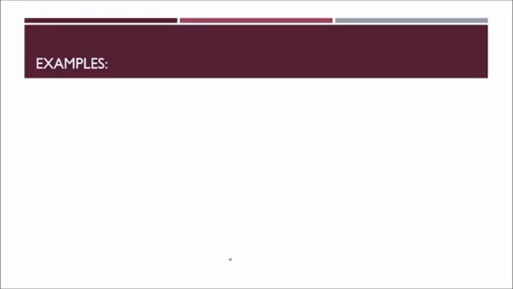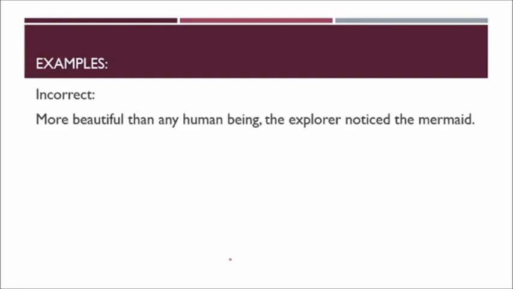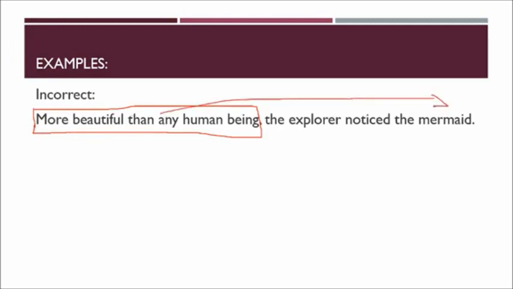Example number one is incorrect: more beautiful than any human being, the explorer noticed the mermaid. Where is the modifying phrase in this sentence? This is the modifying phrase: more beautiful than any human being. Considering that modifying phrase, who is supposedly being modified? It is the mermaid. But the mermaid is placed too far from the modifying phrase.